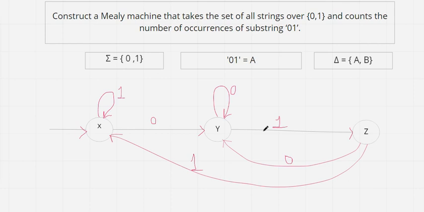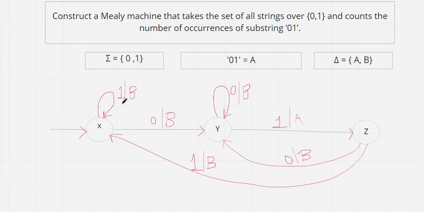0 1 is the initial one, that means 0 1, where 1 will end, the output will be what? Output will be A. Okay, 0 1 output will be A. Otherwise all the transitions will be having the output as what? Output as B, correct? So now if you look into the other transitions, all will be B.